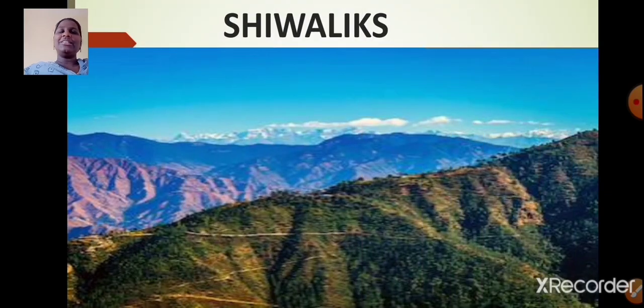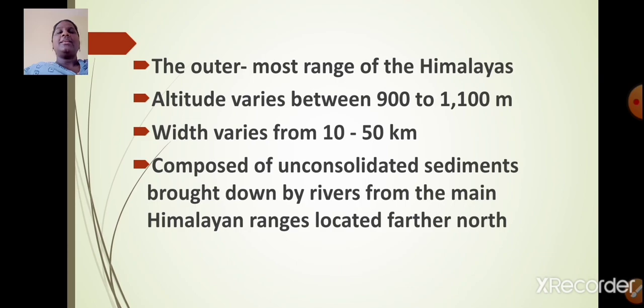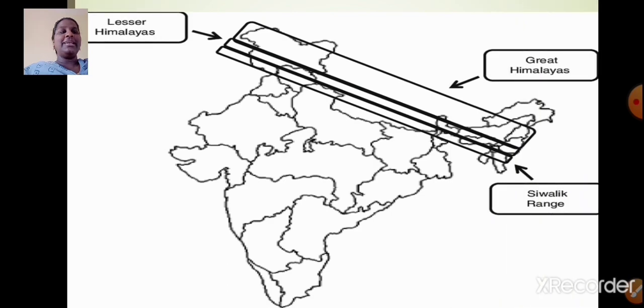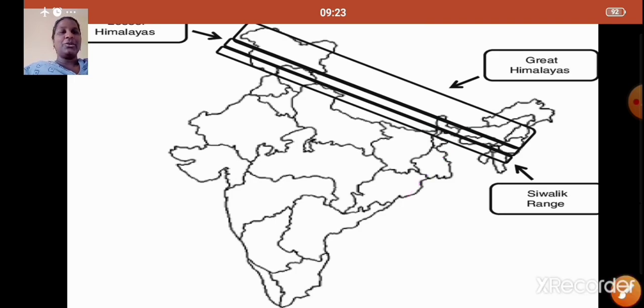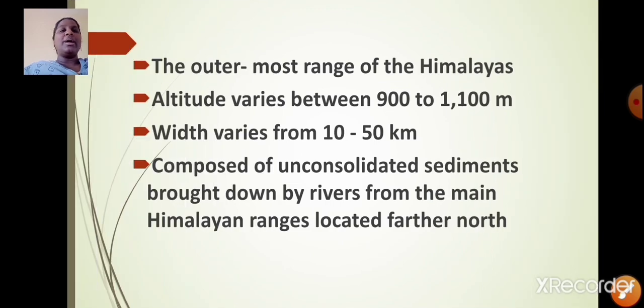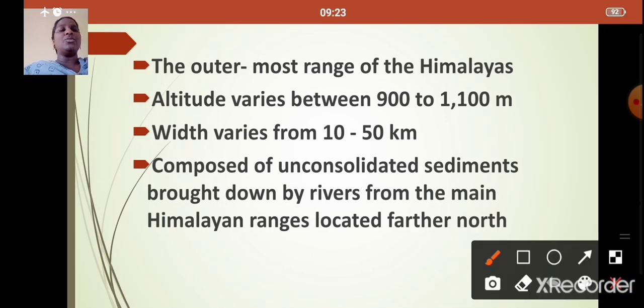Now let us talk about the Shivaliks. The outermost range of the Himalayas is called Shivaliks. Here in this map you can see the outermost range of Himalayas is called Shivalik range. Altitude varies between 900 to 1100 meters. And the width varies from 10 to 50 kilometers. Okay. It is composed of unconsolidated sediments brought down by rivers from the main Himalayan ranges located farther north.